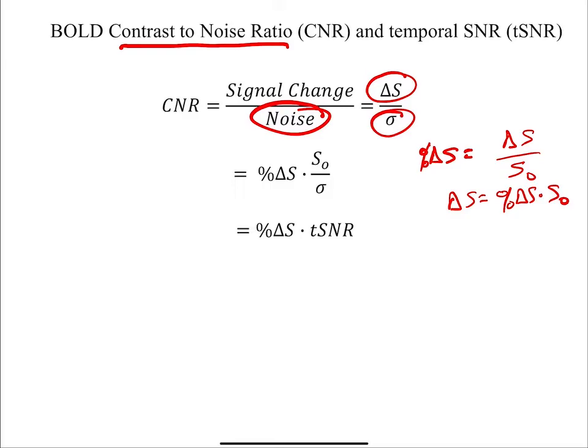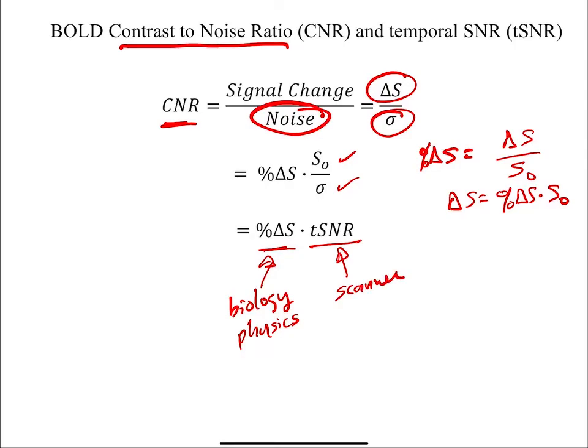So one way that's useful to rewrite it is the contrast noise ratio is just equal to your percent change, which is often due to like biology, right? And some physics, right? And it's multiplied by what's called temporal SNR, which is your baseline level divided by your noise. And this is actually going to come back when we talk about scanner quality, and also physiological noise, which we'll talk about.